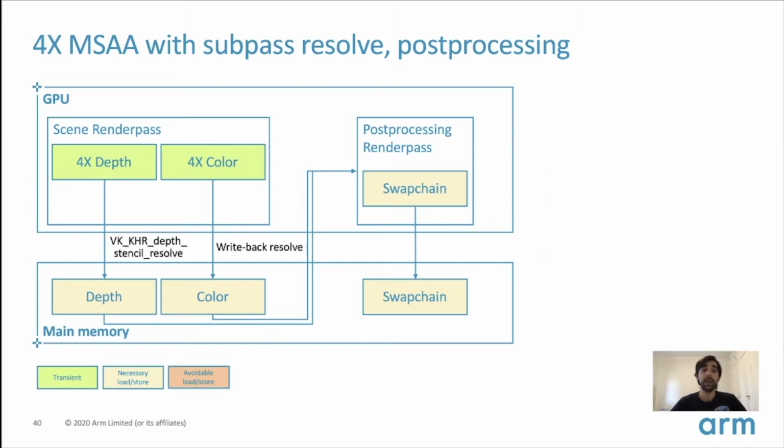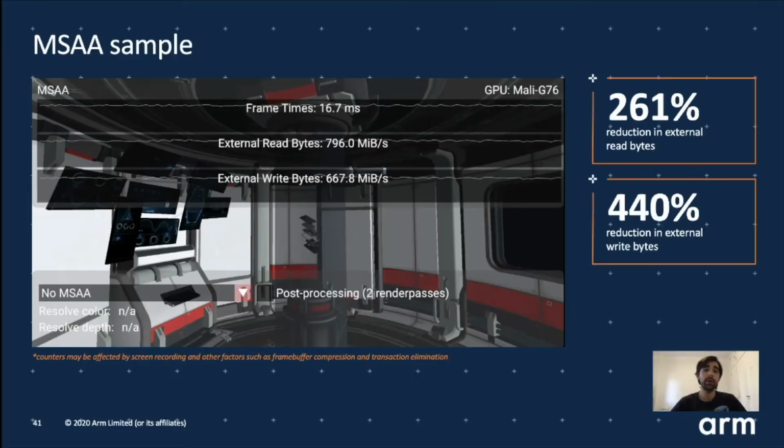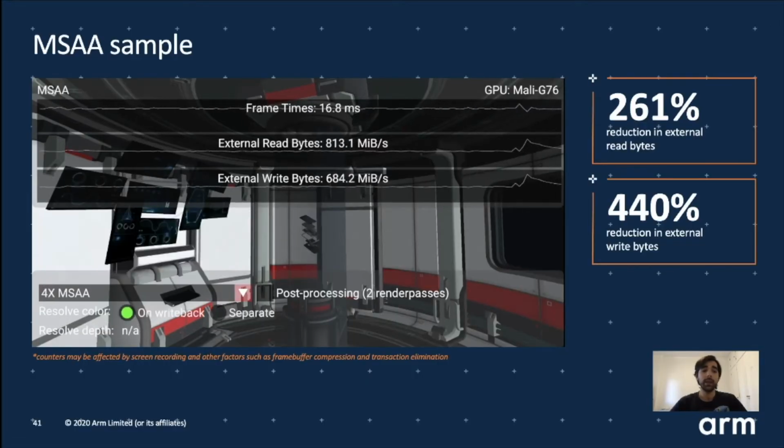But in this case, again, we don't need to write out all the samples, the multi-sample attachments. We can simply write out to main memory the single sample attachments and then read this back in for the post-processing render pass. And all of this comes together in our sample. We start with no MSAA, and then we have several options.